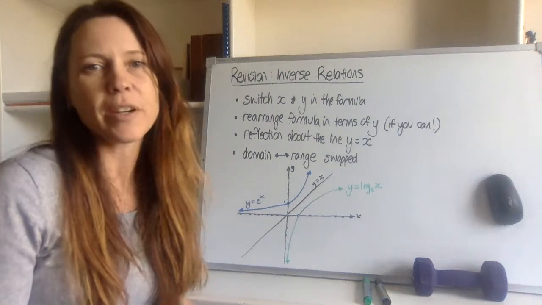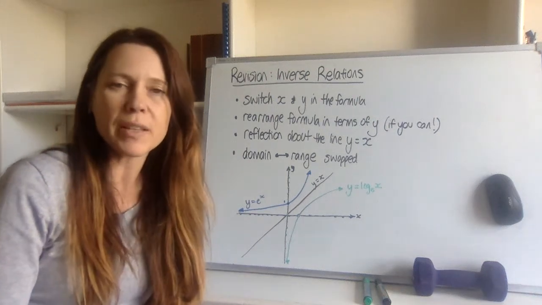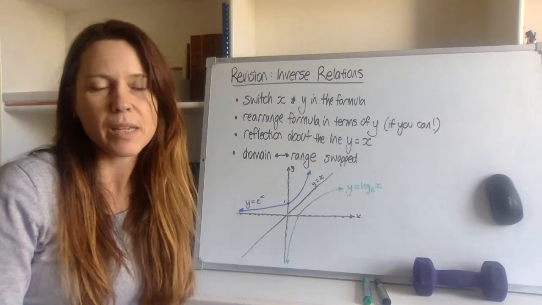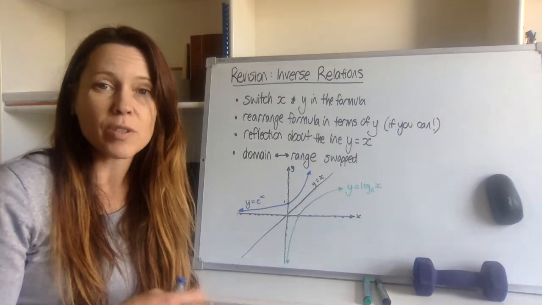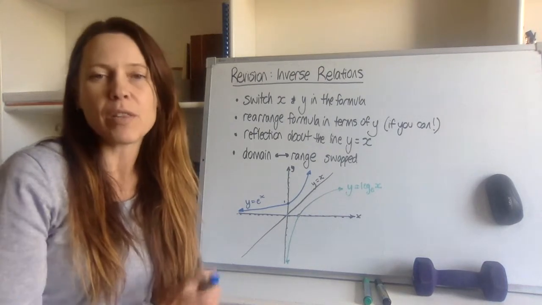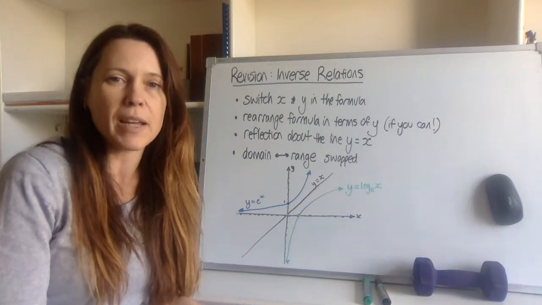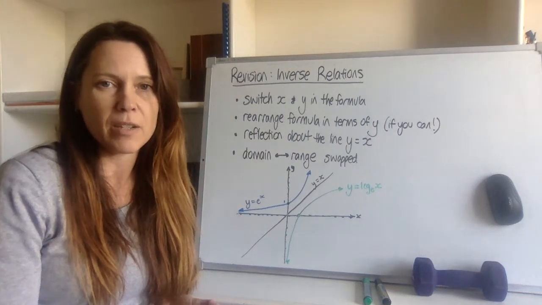In this unit, we're going to look at inverse functions, and specifically we're going to be looking at the trigonometric ones. But first, let's just revise inverse relations, and then we can look at how we turn them into functions by restricting the domain, and then we can move into how we can apply it to trigonometry.